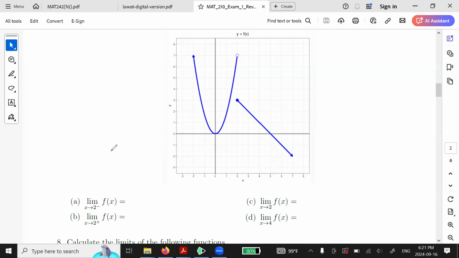Let me pick a brighter color here. 2 from the negative. What does that mean? Go to the left and try to hit the function where it hits. Anybody who does not agree? Anybody who cannot do it on the exam? Okay, good. Now, 2 from the positive side. What does that mean? Go from the right hand side and hit the function. What do you get?